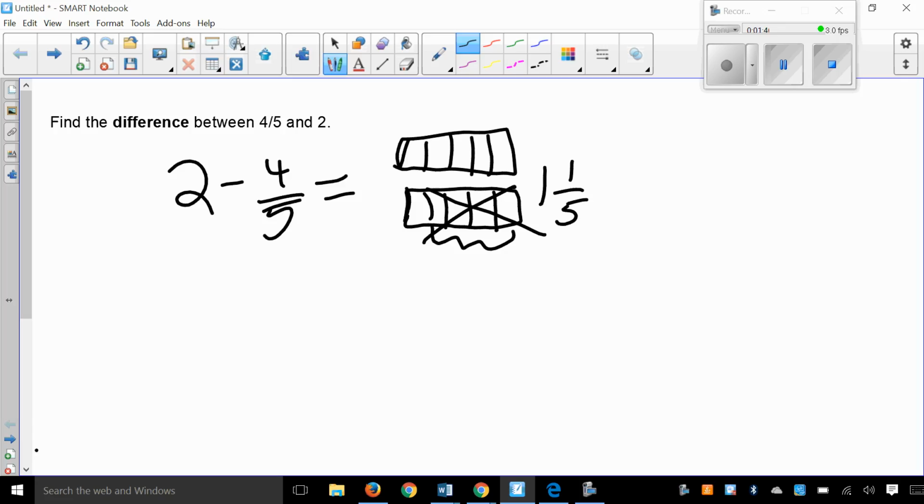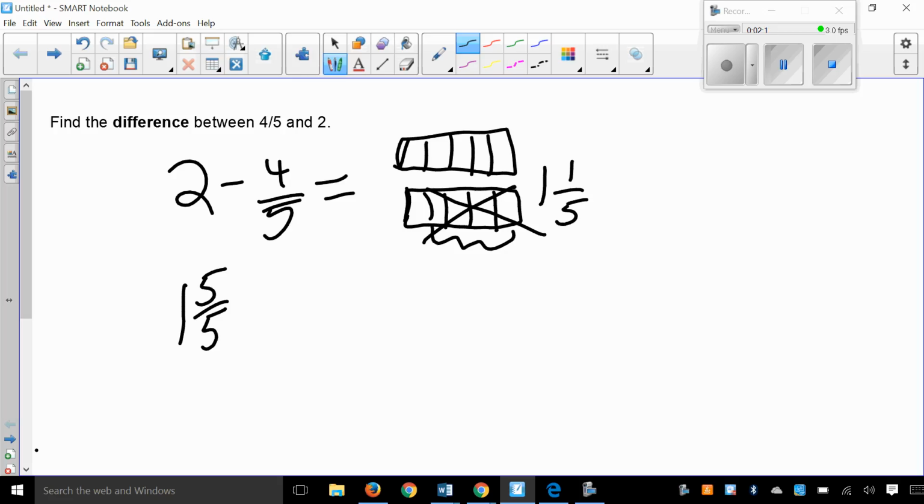Another way I can do it is by looking at my 2 and borrowing a whole from it and turning the second into 5/5, because I know that one whole is equivalent to 5/5. So one whole and 5/5 is the same thing as 2.